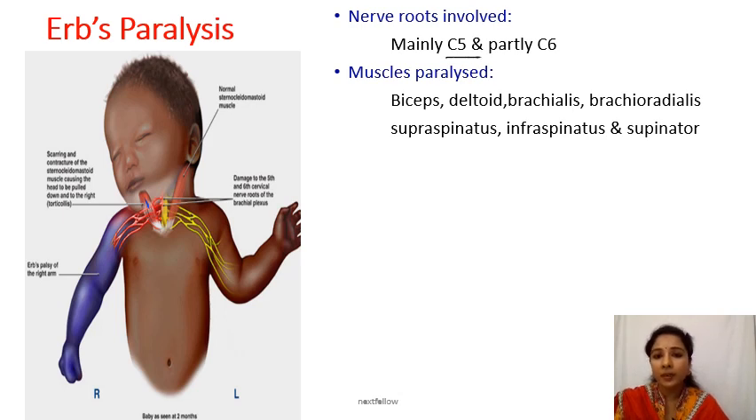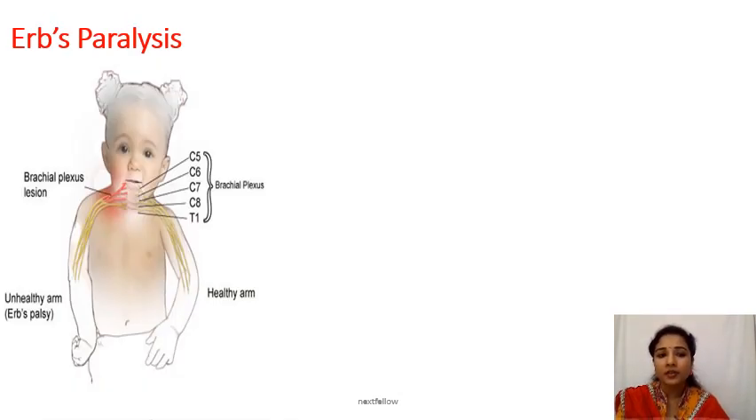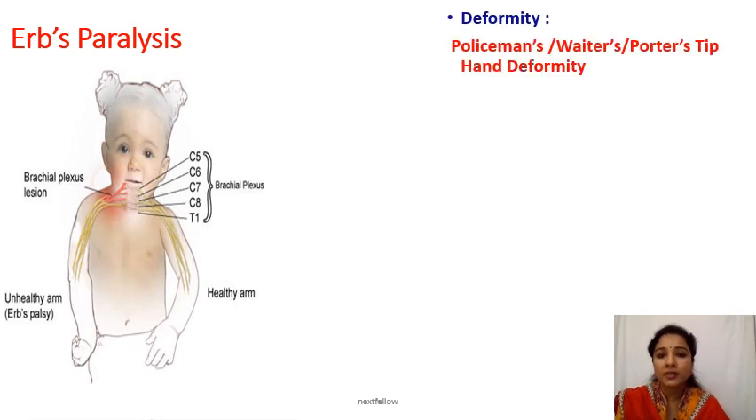So the nerves mainly involved are C5, C6, because the upper trunk is formed by C5, C6. The muscles paralyzed are biceps, deltoid, brachialis, brachioradialis, supraspinatus, infraspinatus, supinator. So all these paralyses may cause a deformity here, which is called policeman's tip hand or waiter's tip hand or porter's hand. It is a hand deformity which is like this.